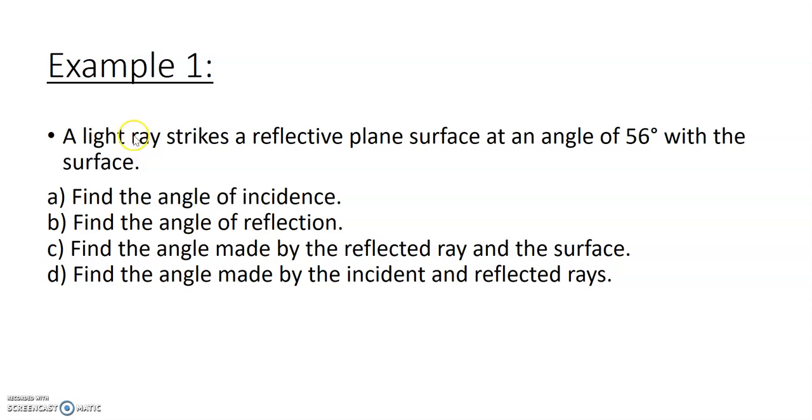So here you have an example. A light ray strikes a reflective plane surface at an angle of 56 degrees with the surface. So the light is striking the boundary and making an angle of 56 degrees with the surface. Find the angle of incidence, find the angle of reflection, find the angle made by the reflected ray and the surface, and find the angle made by the incident and reflected rays.